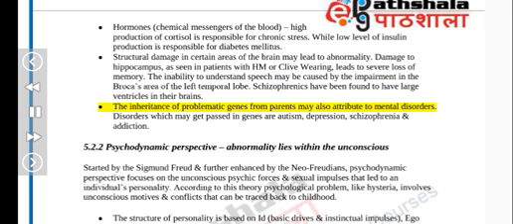The inheritance of problematic genes from parents may also contribute to mental disorders. Disorders which may get passed in genes are autism, depression, schizophrenia, and addiction.